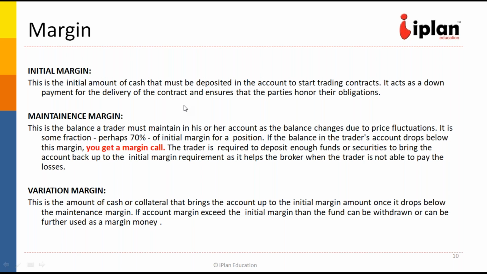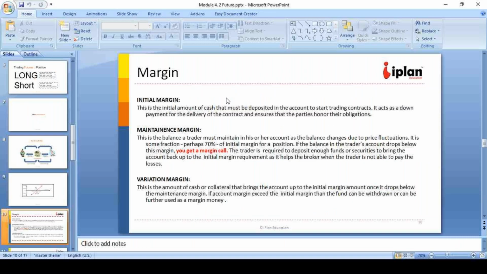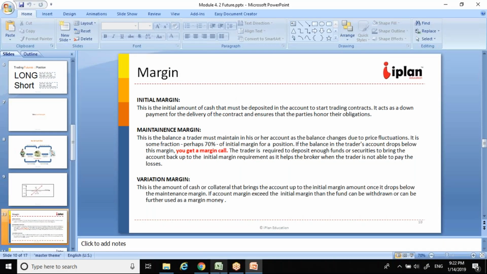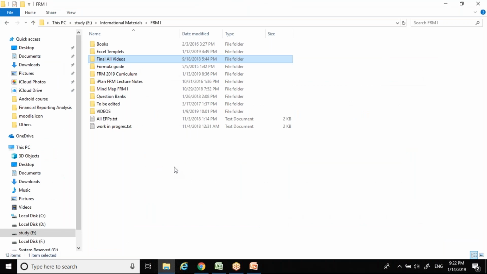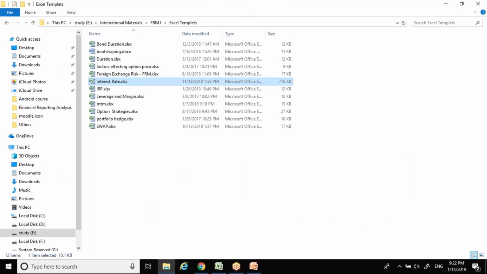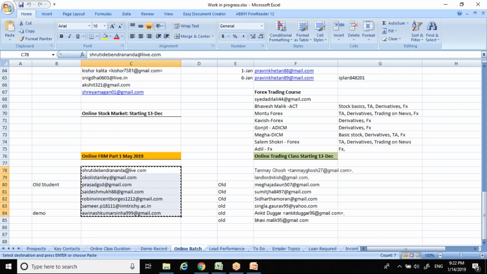Now this concept you will understand using an Excel model, or you can say an Excel template. So let's open the Excel template and understand the concepts of maintenance margin and marking to market. Both concepts we will discuss right now.